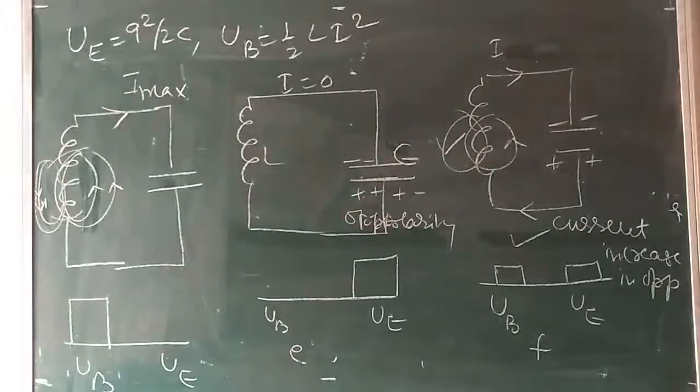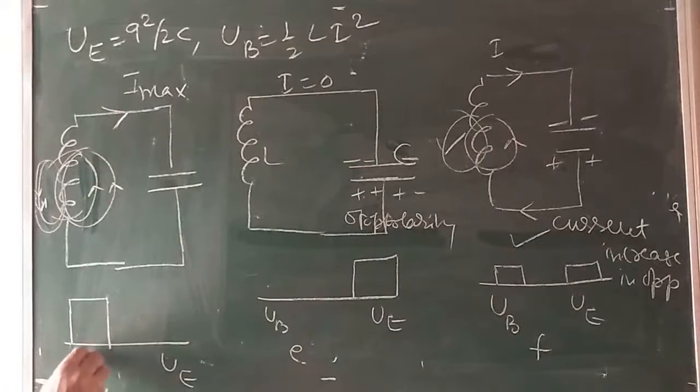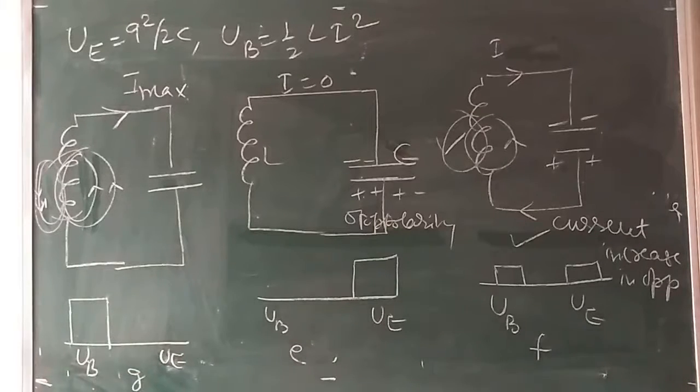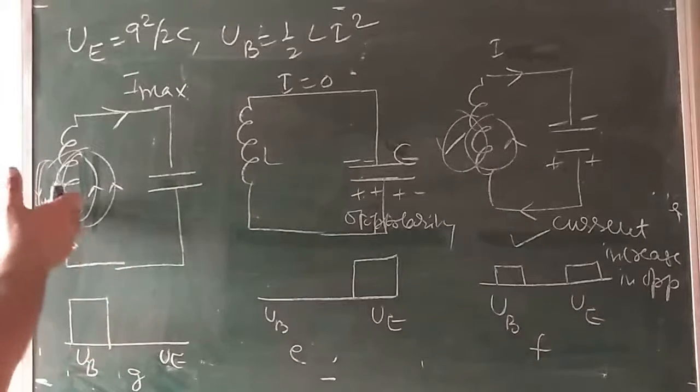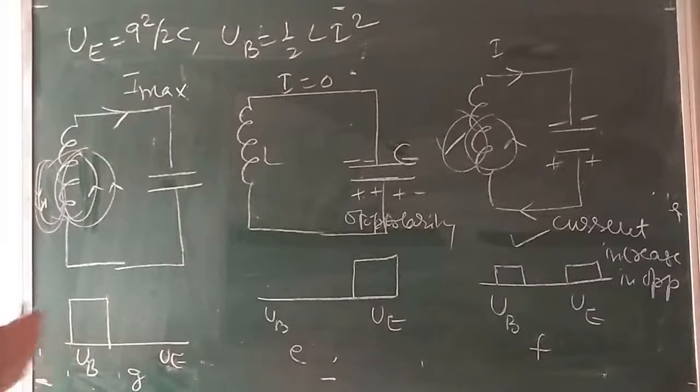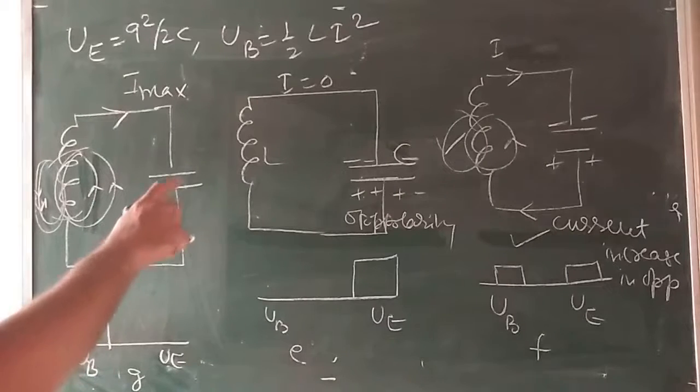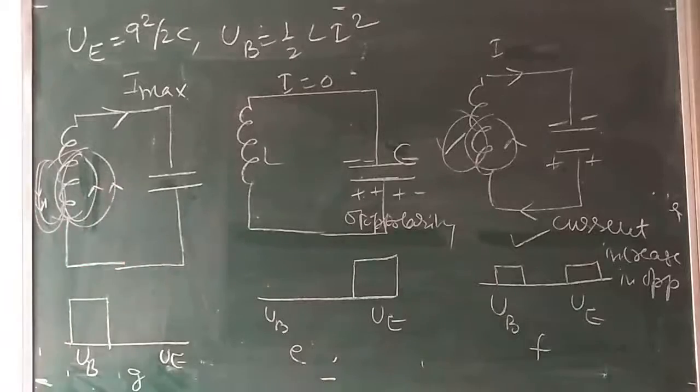Current increases in the opposite direction, and in this stage here this is UB, here it is UE. This is the stage, I can say FG stage. This is the step G. Here all of the energy is again magnetic field energy. So it shows the full discharging of the capacitor and maximum current in the opposite direction.